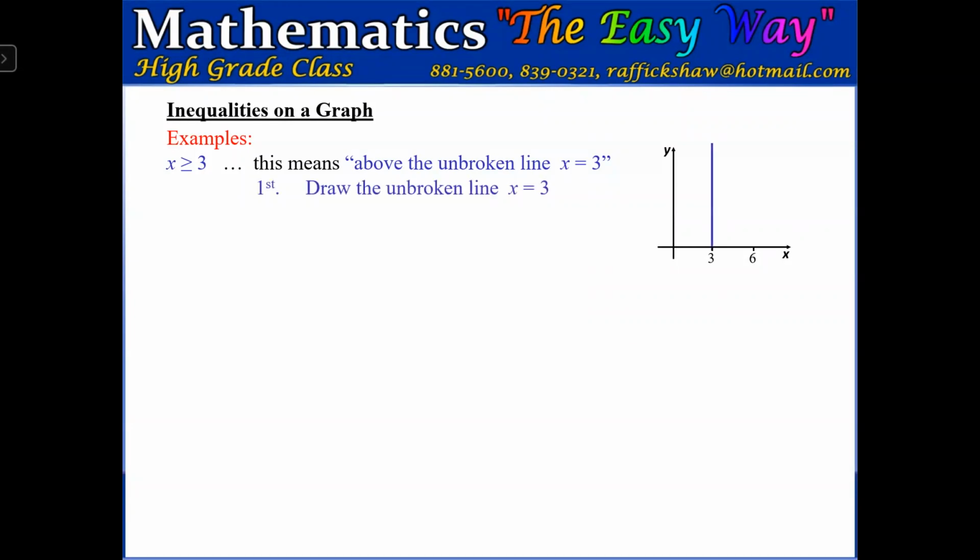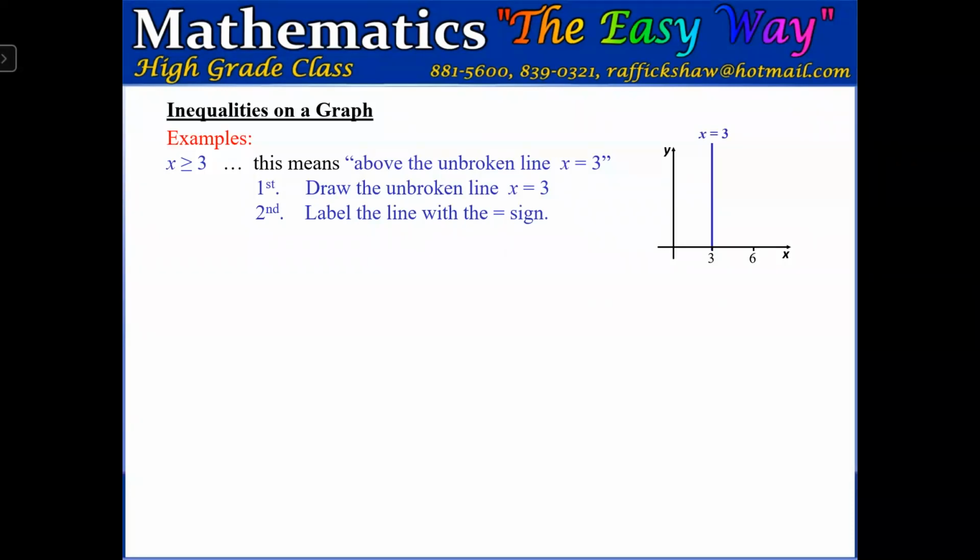And that's the line. After you draw the line x equals 3, you're always going to label the line with the equal sign. The line is the equal mark. So that's the next thing you do every time. Whether you draw a solid line or a broken line, you still label the line with the equal sign. By drawing it broken, you show that you don't want the line, but still label the line with the equal sign. So the line is x equals 3.